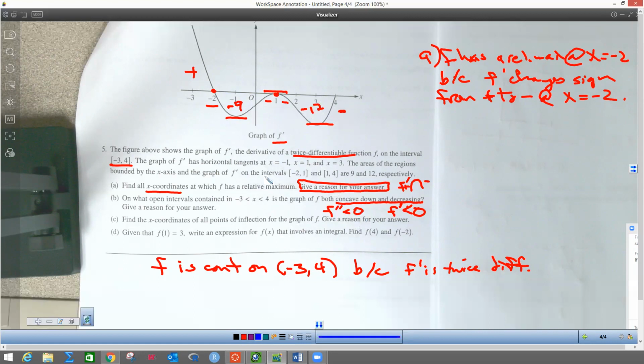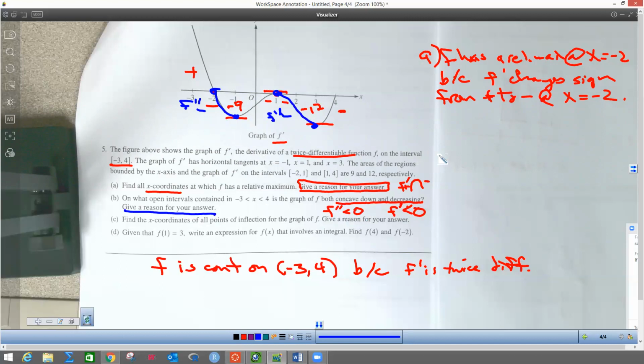So I need to find where the slope's decreasing. So this slope is decreasing from here to here, okay? And then the slope is also decreasing from here to here. This is where f double prime is negative. And this over here is where f double prime is negative. So these are the 2 intervals where the graph is concave down and decreasing. So if you look, I got the decreasing part first, which was all this. And then I went back and did wherever this was going down to get where f double prime is less than 0. And this says you have to give a reason for your answer.